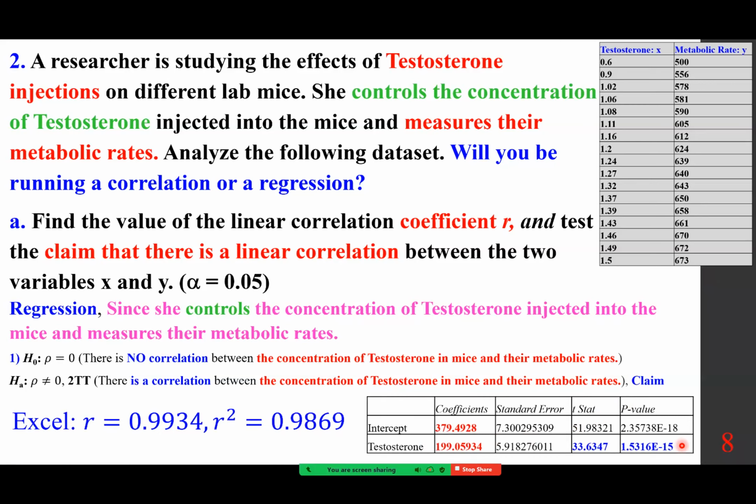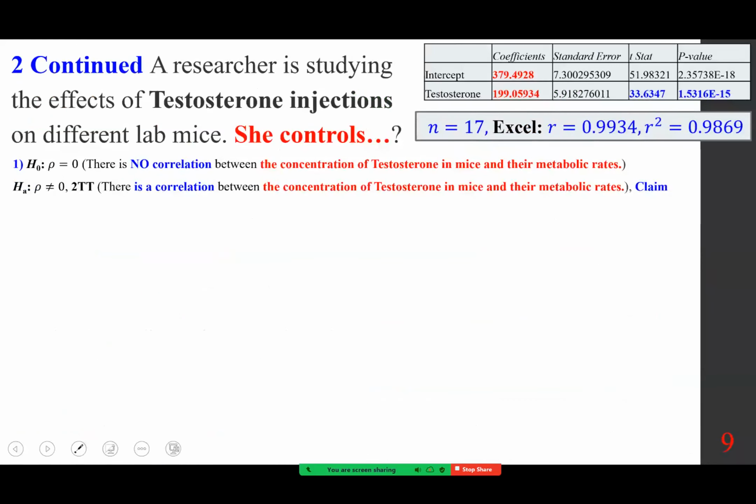So this is from technology when you run it. And so we repeat the same thing. We have the value of n, we have the value of r squared, and this table, and we'll see what each one means. First and foremost, the first step is H0, rho equals 0. HA or H1, rho is not equal to 0. Test statistic.